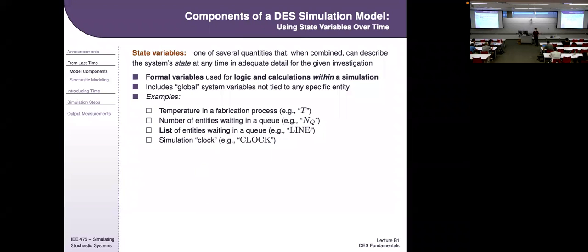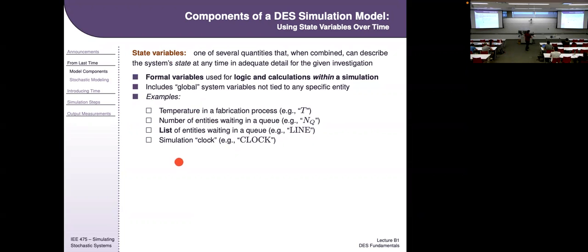So the other details from what we talked about last time are state variables and states. When we talk about systems changing over time, any dynamical system is characterized by its state variables. They are the bookkeeping variables that we put in the math or in the computer models to keep track of things that change. So temperature in a fabrication process might change, so we're going to create a state variable called T. Number of entities waiting in a queue might change, so we'll create a variable for that.